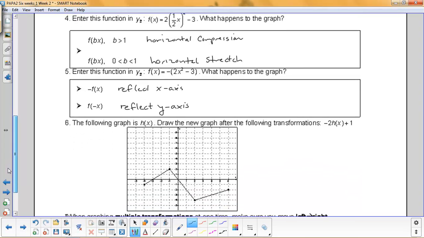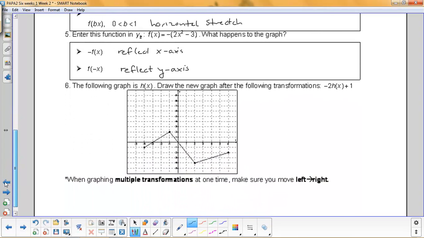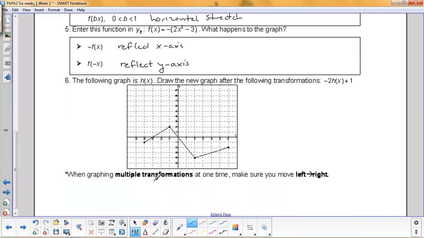All right. Now, when there are multiple transformations in a single function, make sure you move from left to right. We'll be doing that now. First, I will list the transformations, followed by each single transformation in a different color, and then I will give the final transformation again in black ink.